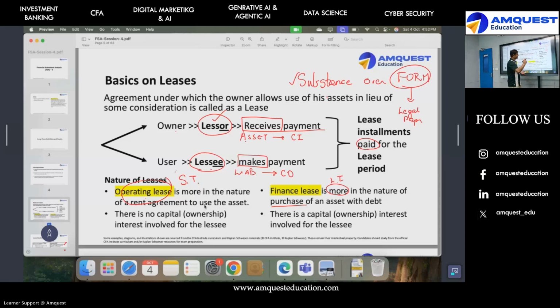Got it? So lease accounting is driven by a principle. If they ask you what is the accounting principle that drives lease accounting, the answer is substance over form. Because lease accounting says, I want to look at the substance of the transaction, not the form. What you write on paper, I don't care. What you intend to do is what I care about. Understood?